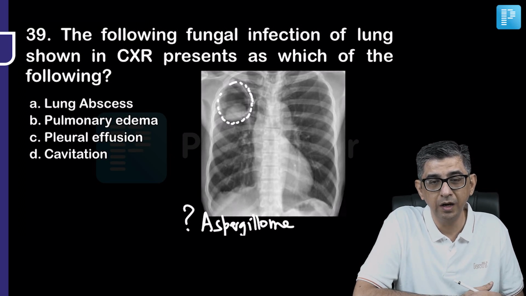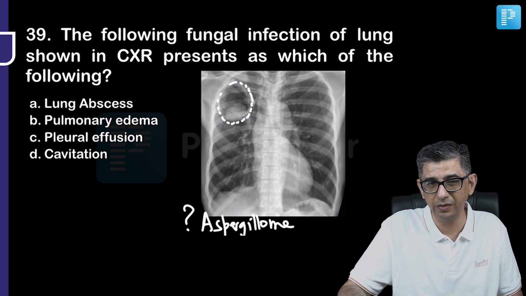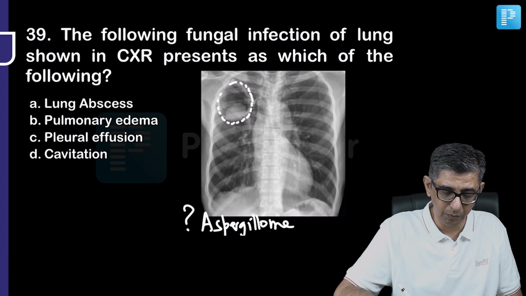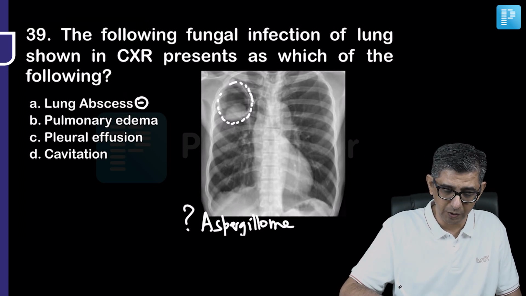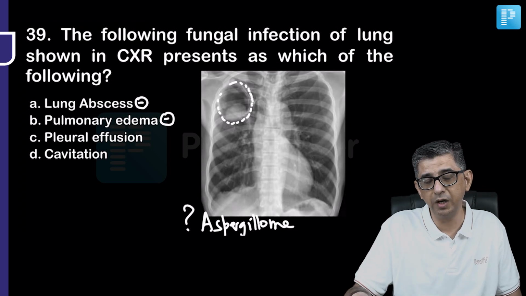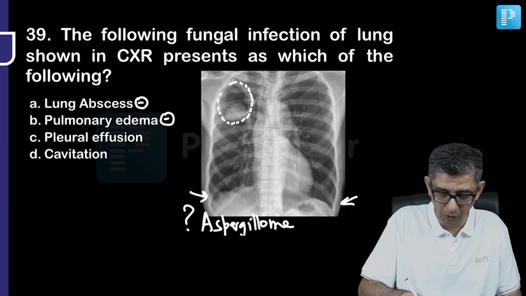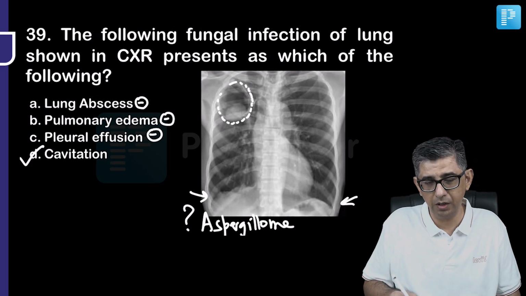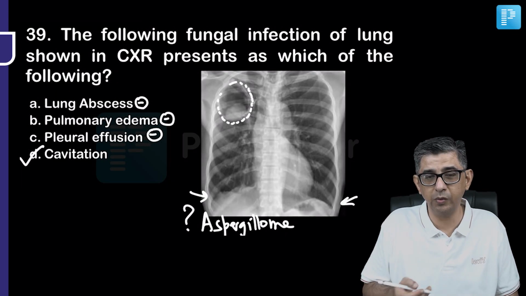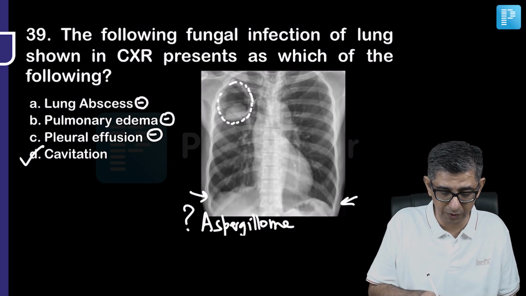Option A says lung abscess. Now that's unlikely because he's himself talking about a fungal infection in the lung, so I would like to keep this as an unlikely answer. There is no pulmonary edema visible in this question. There's no bat wing edema present, so option B is ruled out. Pleural effusion, the costophrenic angles look fine, so I'm ruling out option C also. That leaves me with only one cavitation. The diagnosis of this patient is a query aspergilloma. There could be a fungal ball growing in the lungs of the patient in the right upper zone.